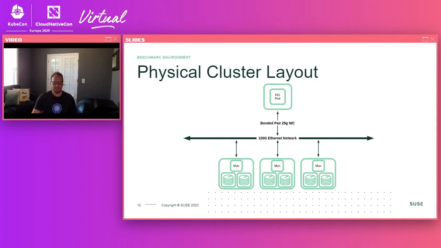We have 100 gig Ethernet networking available to our storage nodes, and a bonded pair of 25 gig NICs available to our client node. And we'll get back to the bonded pair of 25 gig NICs. That is an important part of the story that we'll talk about later.